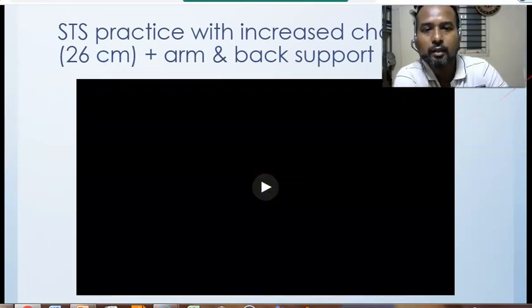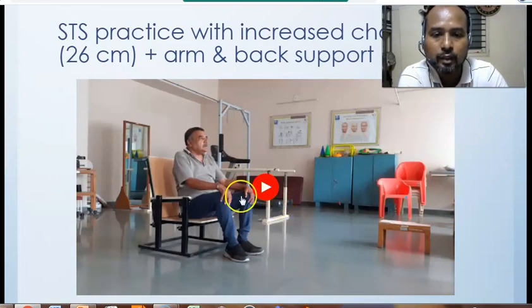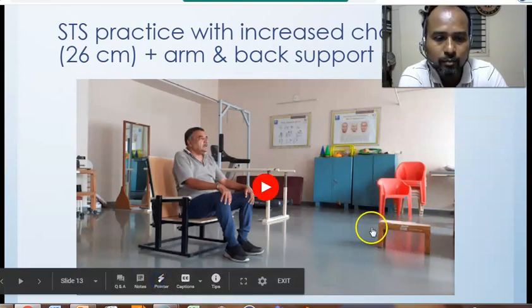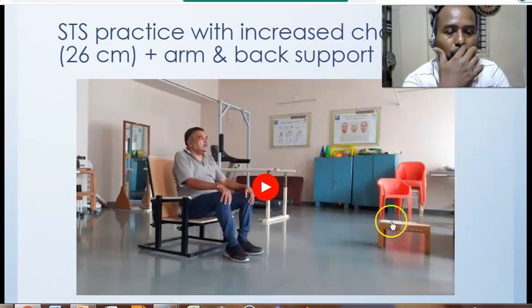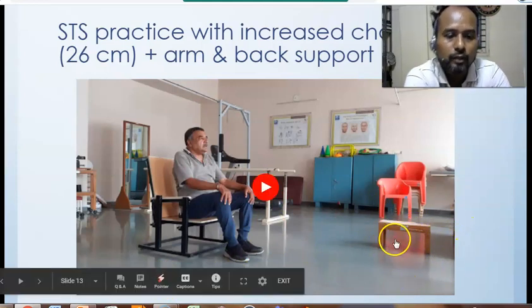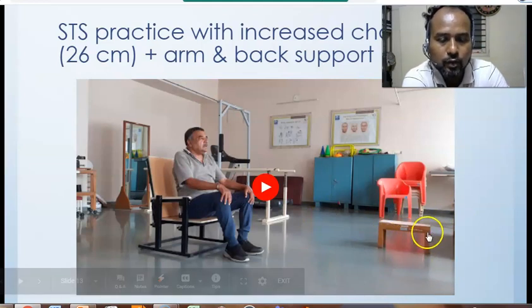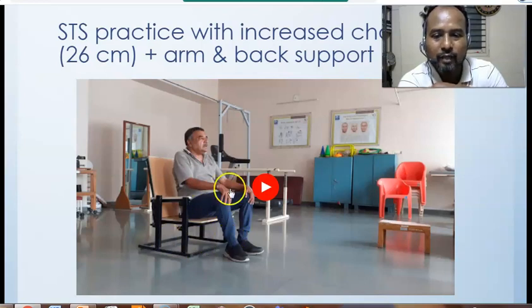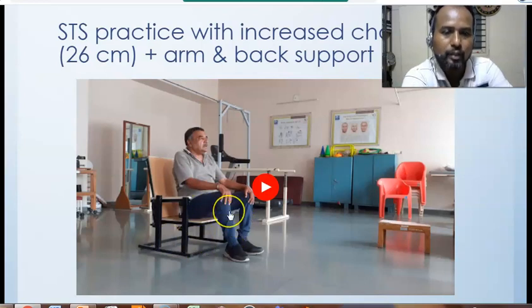So this is the first exercise, if I may say. The patient, as we have already seen, was finding this task difficult to do, I guess you remember. So the first thing I applied is I asked him to get up from a slightly higher chair.